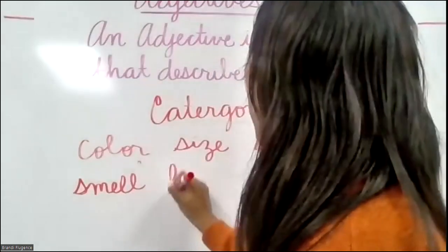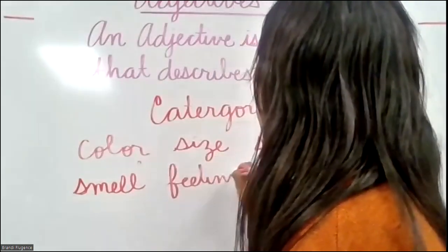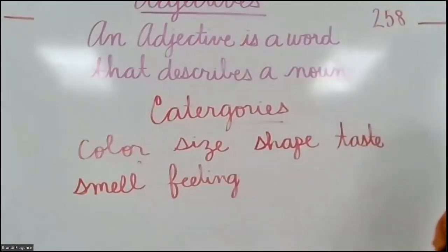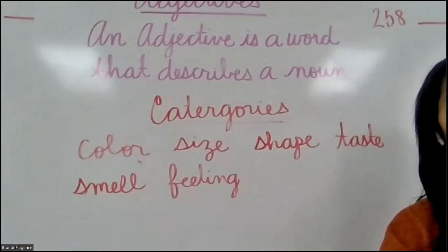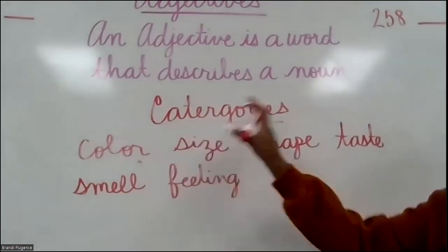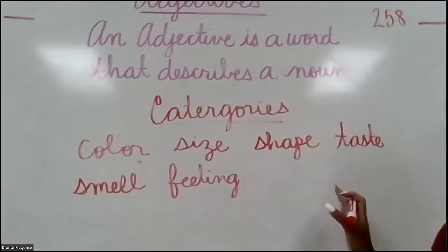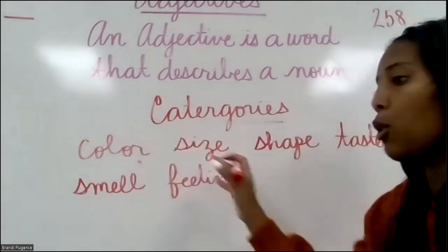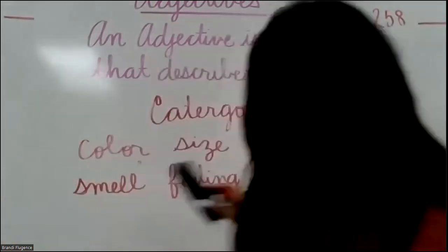Next, we have what it feels like. If I give the feeling, it's soft, bumpy, rough, smooth. If I'm giving what it feels like, that's an adjective. Now, these words are not adjectives, guys. These are the categories. If a word fits under one of these, it is called an adjective.